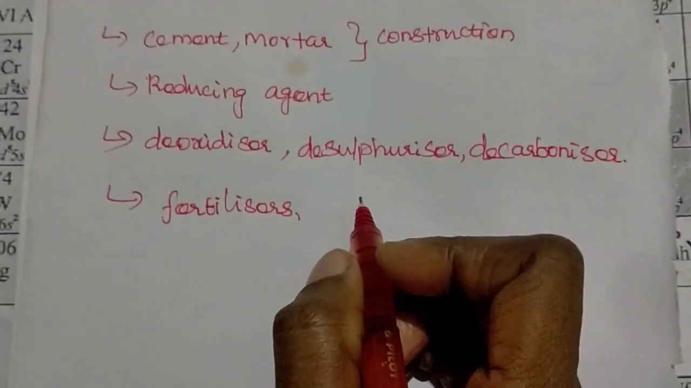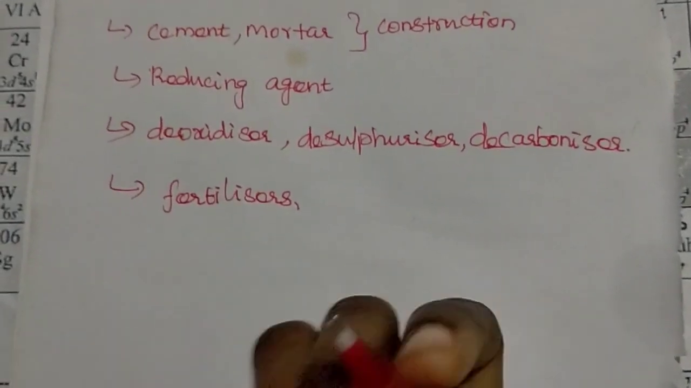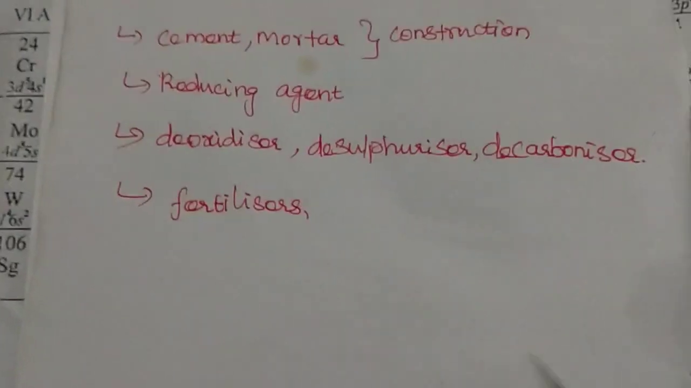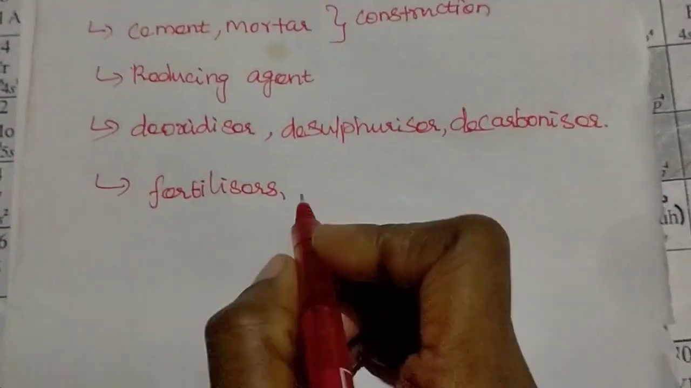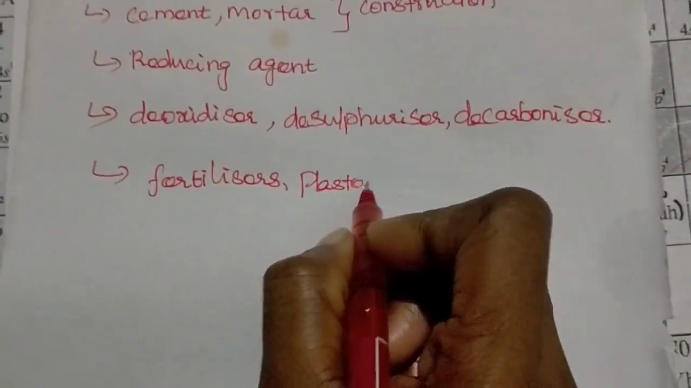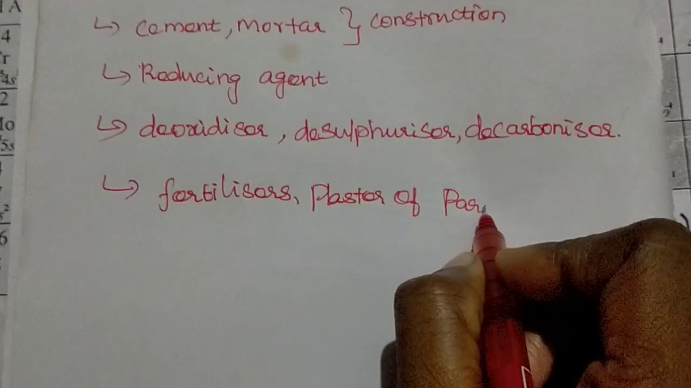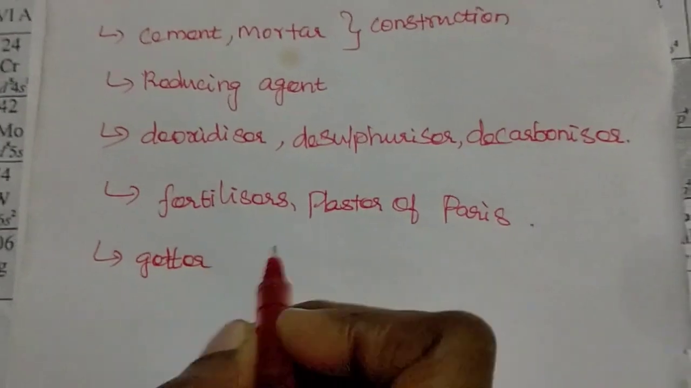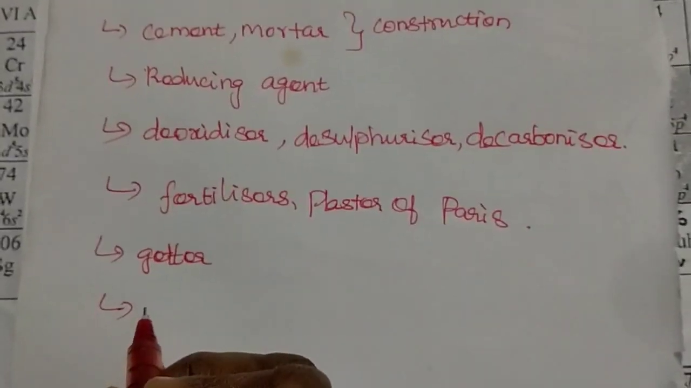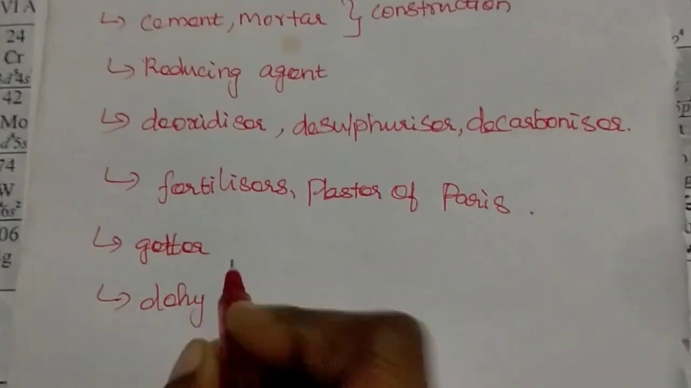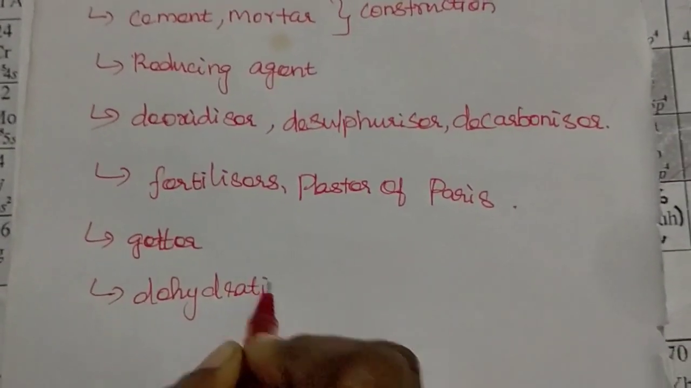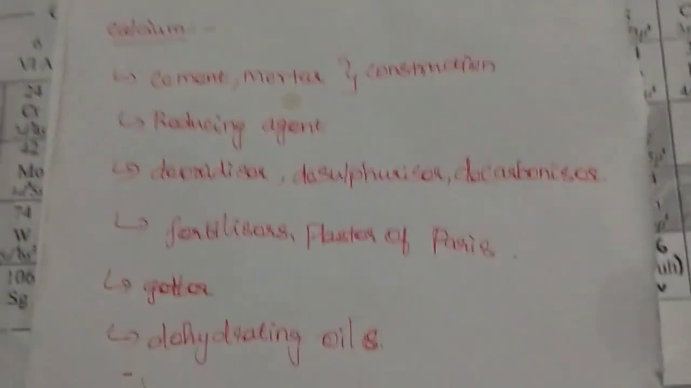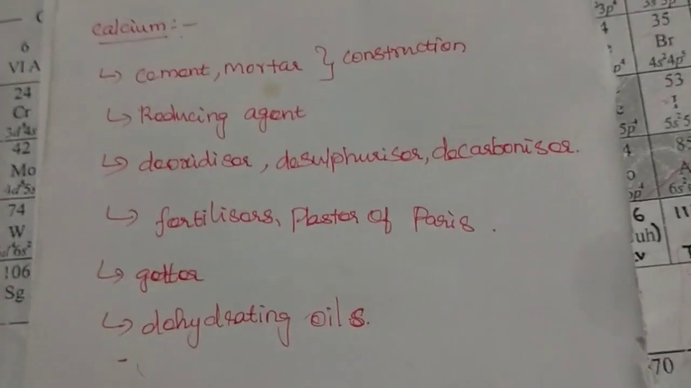and concrete and plaster of Paris. For the concrete, we use calcium, and plaster of Paris is also a compound of calcium. And using this as a getter in the vacuum cleaner, and using this calcium as a dehydrating agent for oils. Okay, so these are the main uses of calcium.